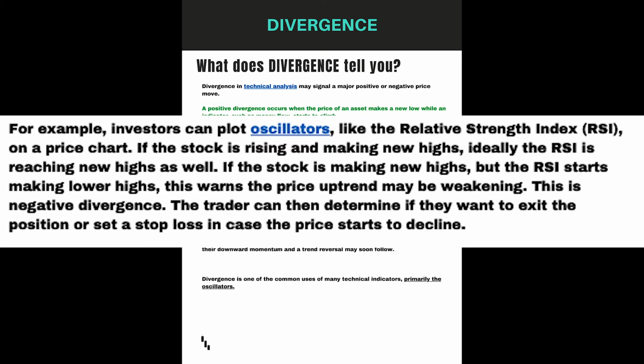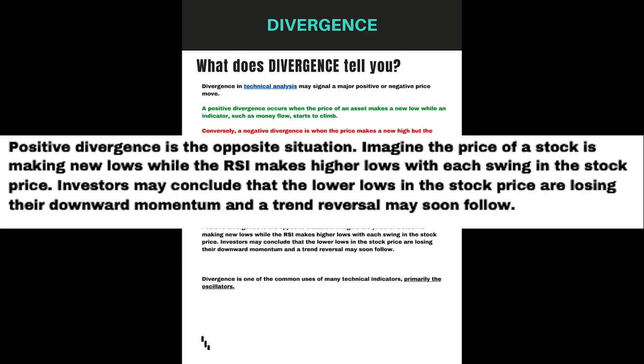The trader can then determine if they want to exit the position or set a stop loss in case the price does start to decline. Now, positive or bullish divergence is the exact opposite.